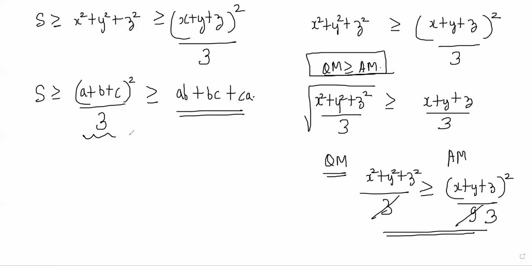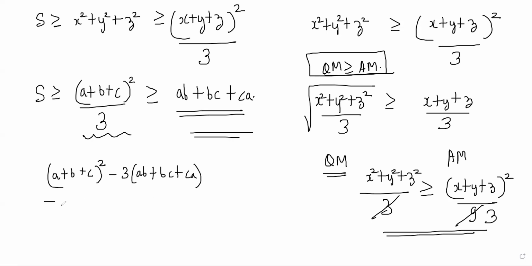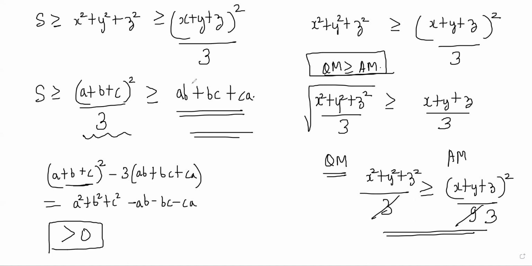This is greater than or equal to AB plus BC plus CA is obvious because when you do (A plus B plus C) whole square minus 3 times (AB plus BC plus CA), you end up with A square plus B square plus C square minus AB minus BC minus CA, which is greater than or equal to 0 always, right? So therefore, this quantity by 3 should be greater than or equal to AB plus BC plus CA. And we have proved our original inequality. S stood for the LHS, right? So we have shown that LHS is greater than or equal to AB plus BC plus CA.